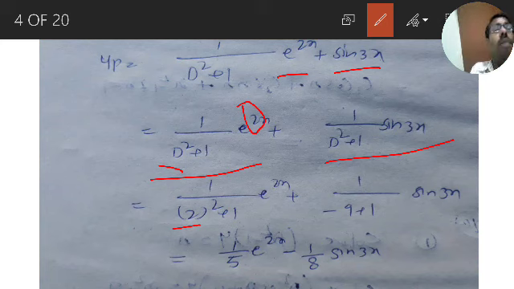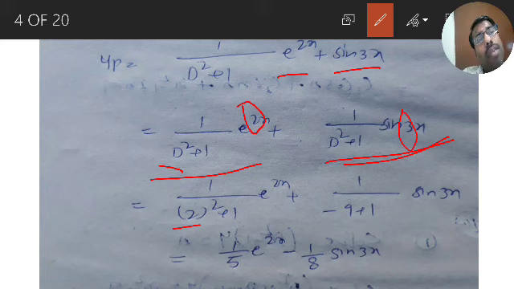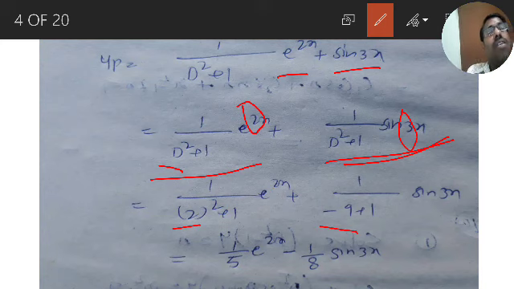That's it. Now coming to the second term, 1 by d square plus 1 of sine 3x. What is a here? It is 3. A is equal to 3 means a square is equal to 9, minus a square is equal to minus 9. So at the place of d square you have to substitute minus 9. So what becomes 1 by minus 9 plus 1 of sine 3x. So what is yp? Our yp becomes 1 by 5 e power of 2x minus 1 by 8 sine 3x.